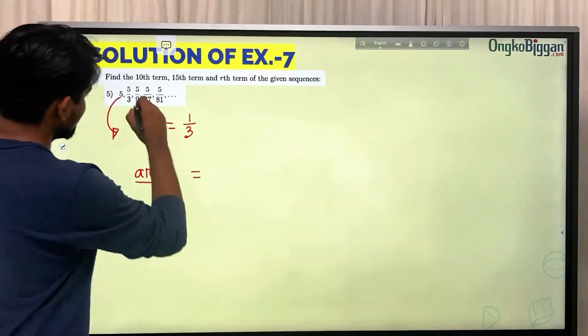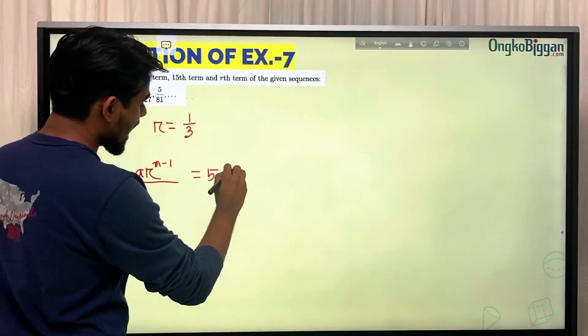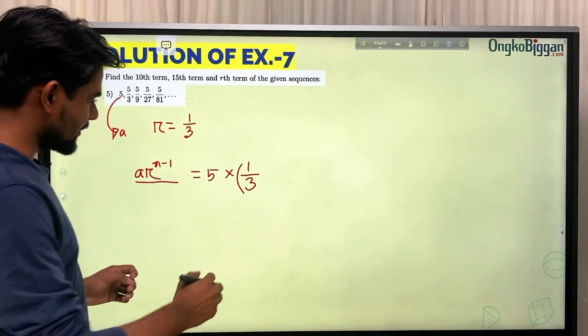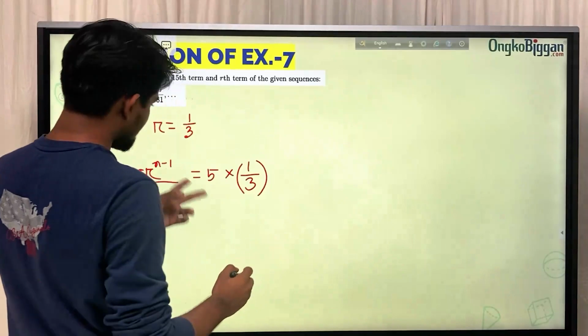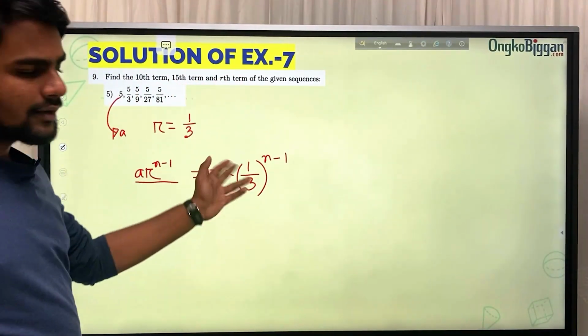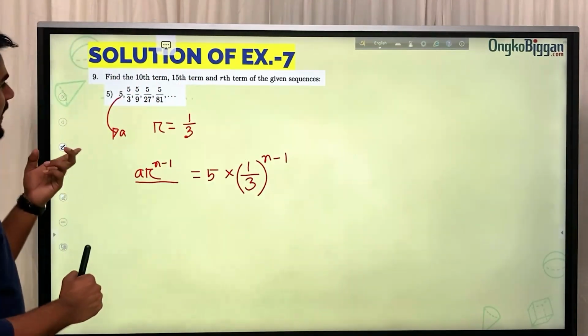So a is 5 because this is the first term. So a is 5 and r is 1 by 3. Okay, and n can be any number. So it can be 10, 15 or r. So this is the general form of this sequence. So now we are going to find out the 10th term.